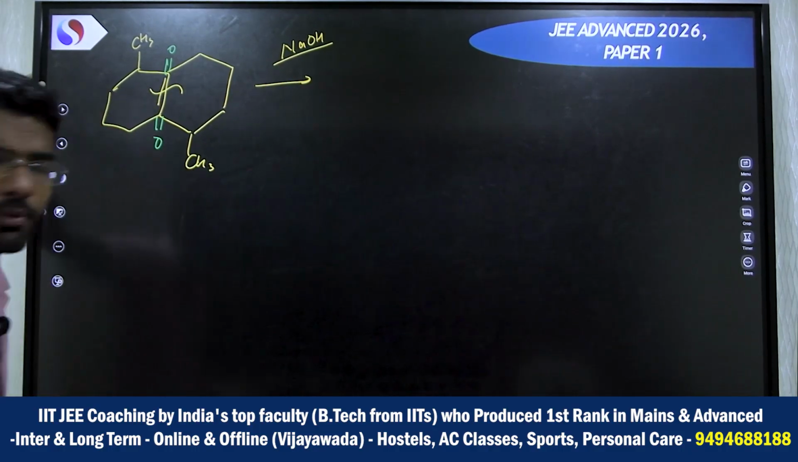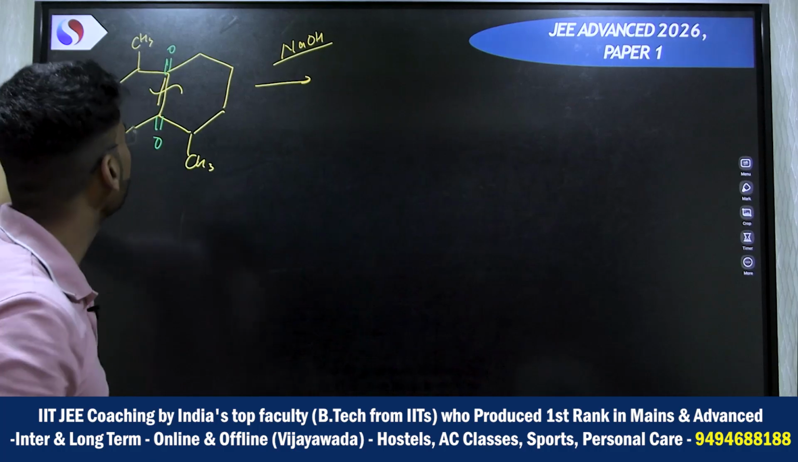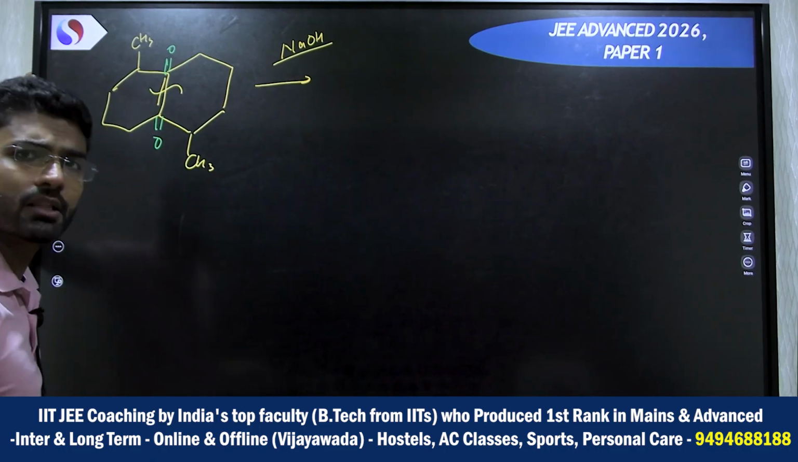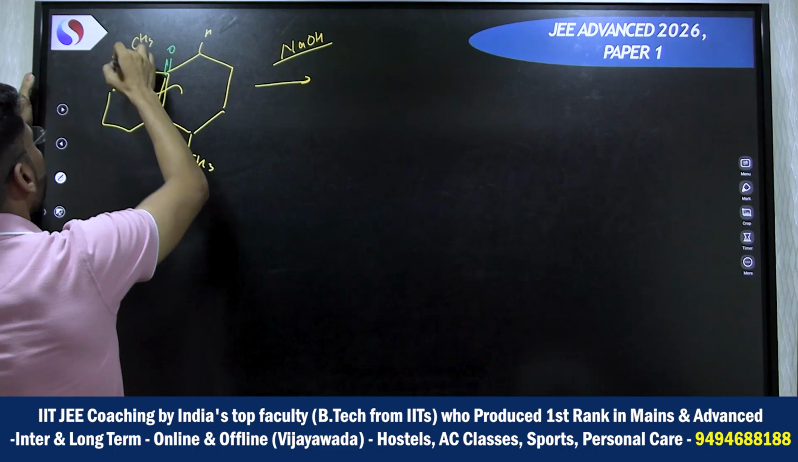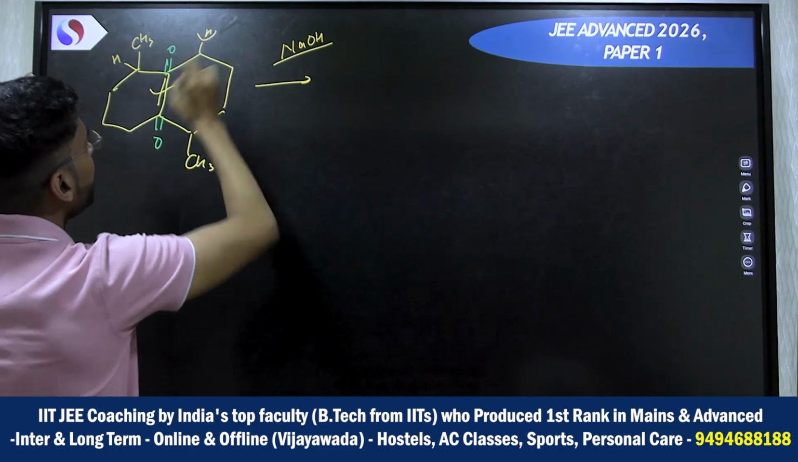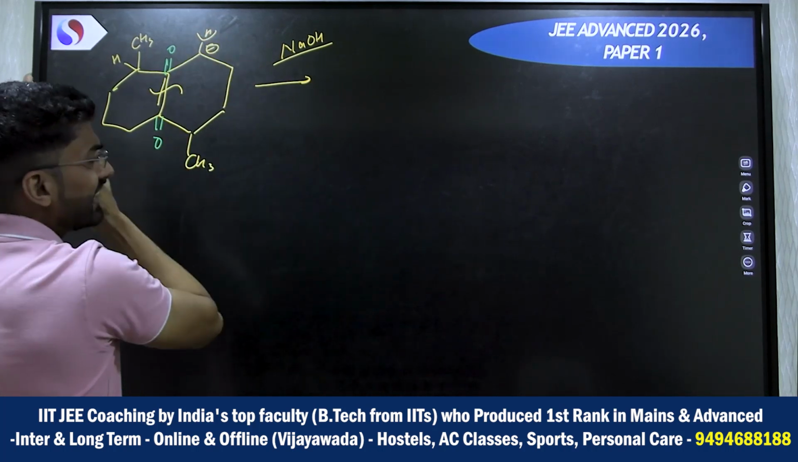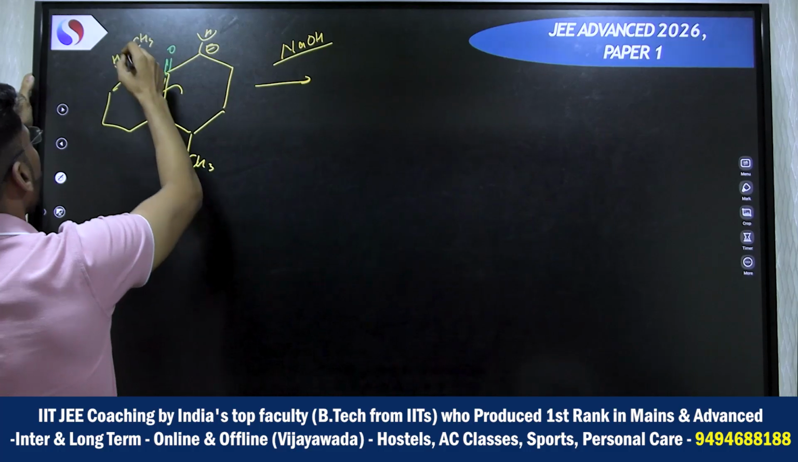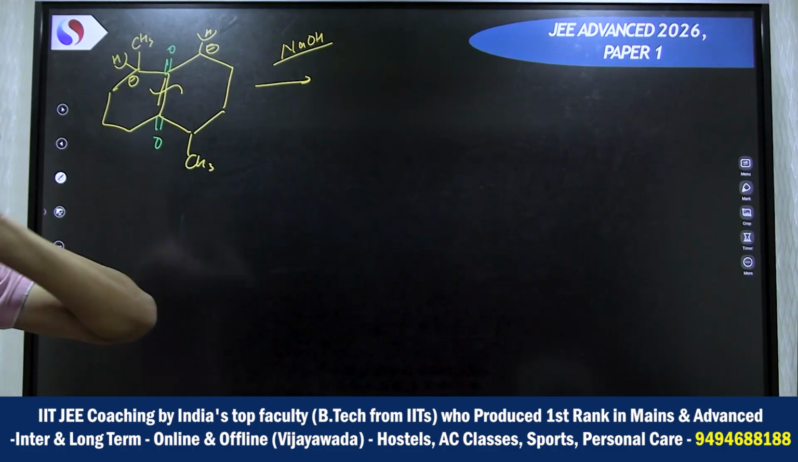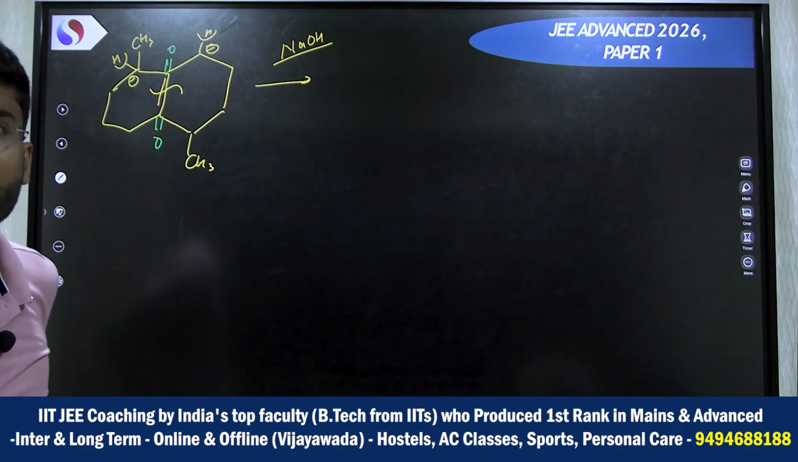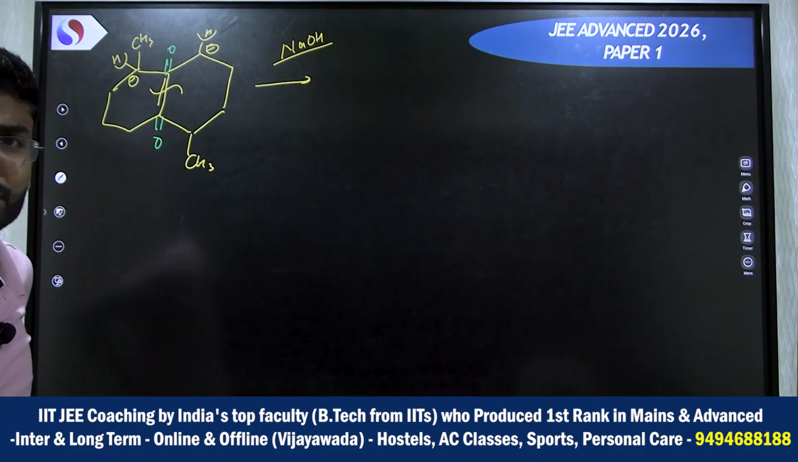You are adding base, so what? It will abstract the proton. So from the general understanding, from which side will you abstract the proton? Obviously there is one hydrogen here and one hydrogen here. If you abstract the proton from here, it will form the carbonyl here. If you abstract from here, it will form the carbonyl here. Ideally, this is the 3 degree carbonyl, which is unstable as compared to 2 degree. It should prefer the 2 degree.